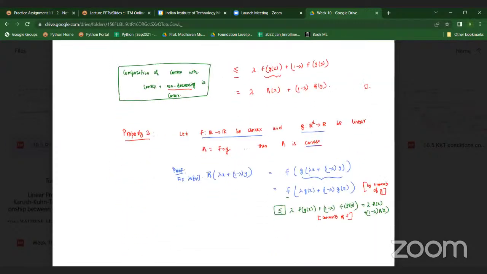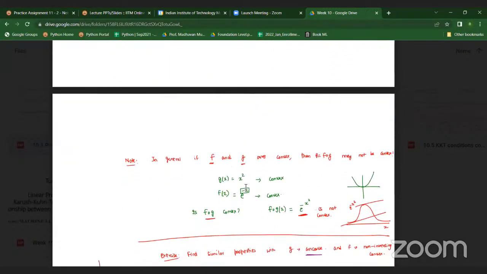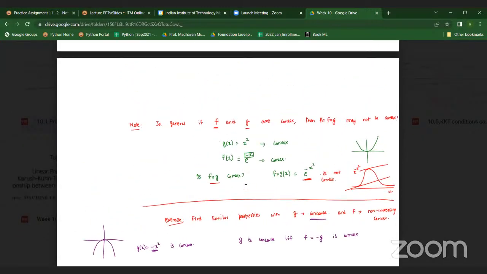And in the second scenario, f is a convex function and g is a linear function. If g is a linear function, then we can say that f of g of x is a convex function. Clear? Yes, sir, clear. But in general, it's not always true that when f and g both are convex, f of g of x need not be convex. Okay, clear?